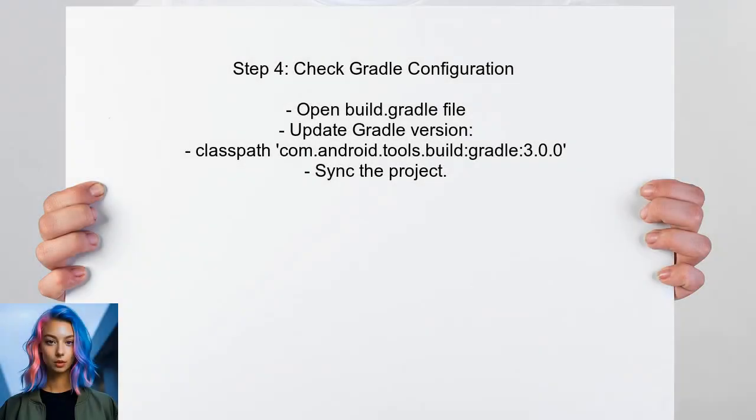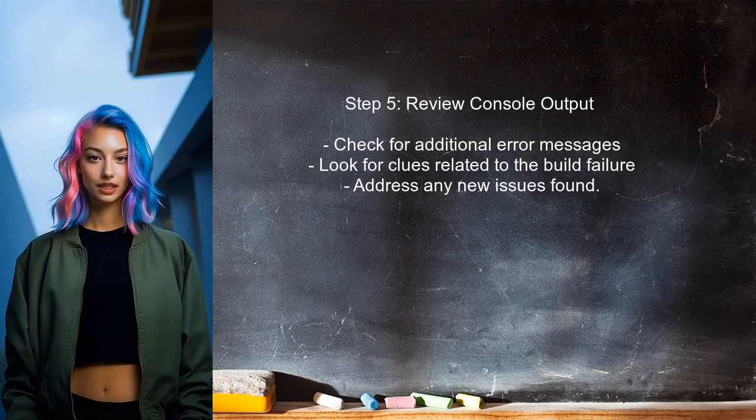If the issue persists, the user should check their Gradle configuration. They may need to update the Gradle version or the Android plugin version in the build.gradle file. Finally, if none of these steps resolve the issue, the user can look for additional error messages in the console output. These messages can provide further insights into what might be causing the build failure.